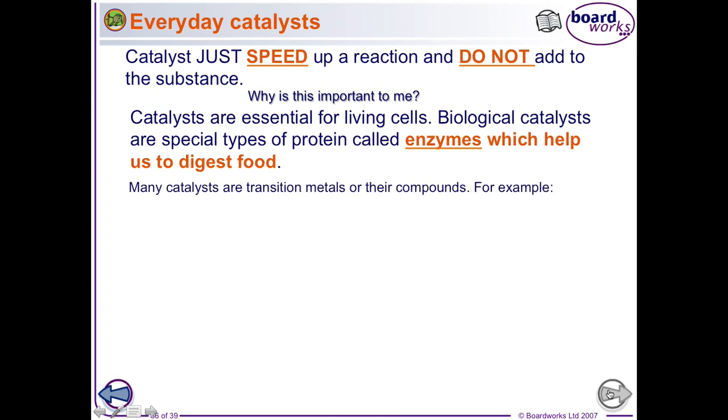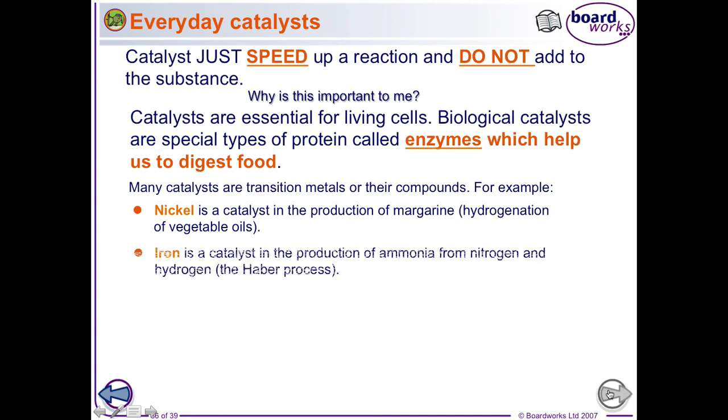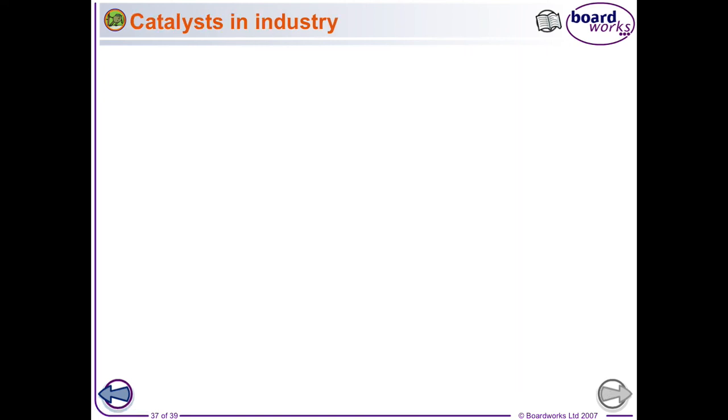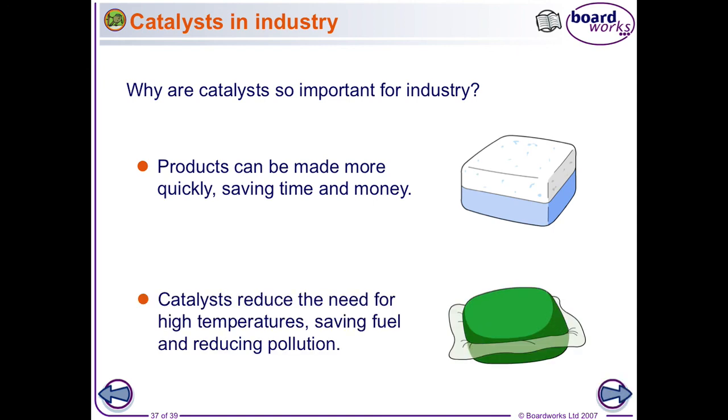Many catalysts are also transition metals. For example, nickel is a catalyst in making margarine. Either one of these would be your examples. Iron, platinum in the catalytic converters for your car. More catalysts are used in industry, making and saving money. So things like your washing products.